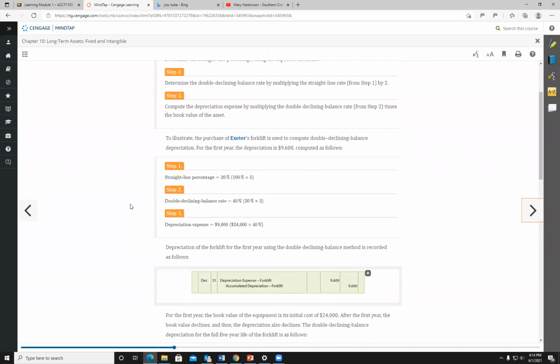To illustrate, we're going to talk again about the forklift. We're still using the same example. The forklift is used to compute the double declining balance depreciation for the first year. The depreciation is $9,600, and here's how we came up with $9,600. First, we're going to do the straight line percentage. We know it has a 5-year useful life, so we take 100% divided by 5. So the straight line percentage is 20%. It's going to decline 20% over the next 5 years.